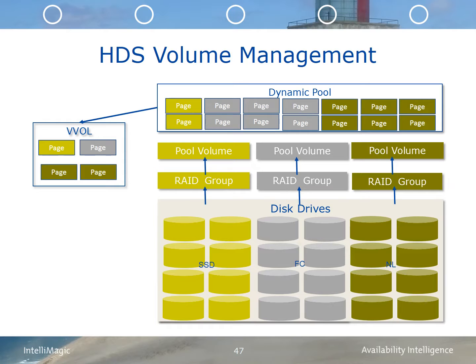The pool volume will take space from a single device type. And then you can create a hybrid dynamic pool, or just what they call a dynamic pool, from the pool volumes. So the dynamic pool will consist of specialized volumes called pool volumes, that consist of dedicated device types. And then from there, you'll create a virtual volume. The virtual volume can actually have pages that consist of data that resides on different types of disk from the different pool volumes that are part of the dynamic pool.